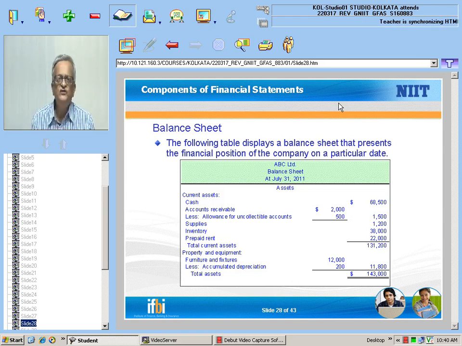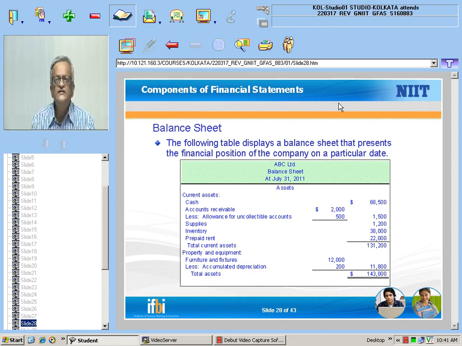See the balance sheet. This is the balance sheet. So in the balance sheet, please remember one important thing, that assets and liabilities are divided into two parts, current and non-current. Current relates to a period of up to 12 months. Non-current relates to period of over 1 year.